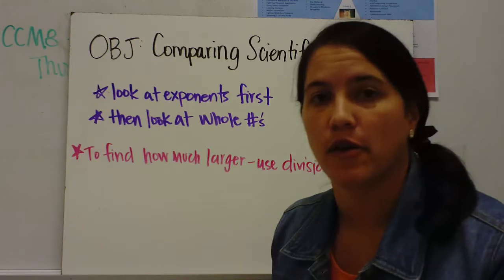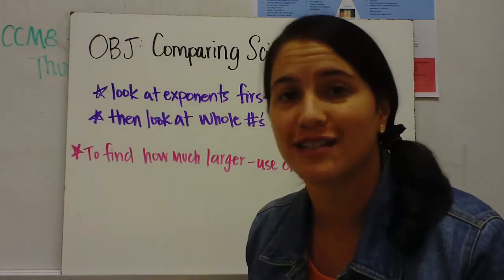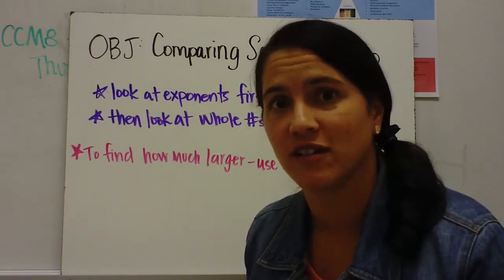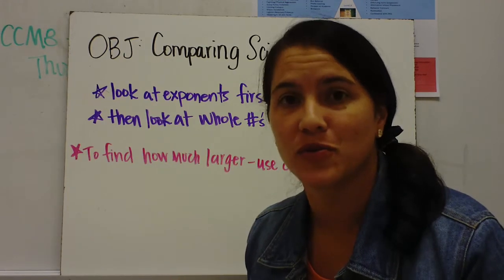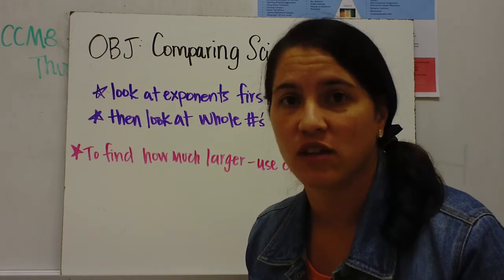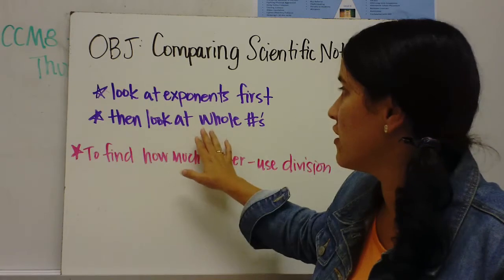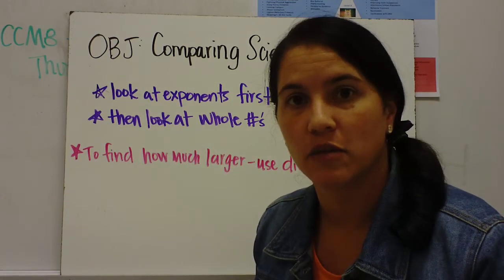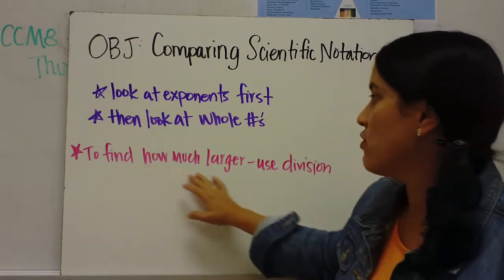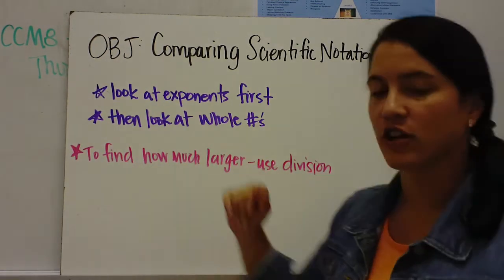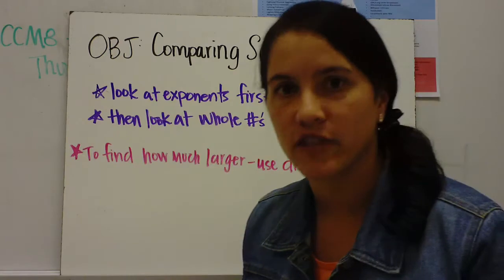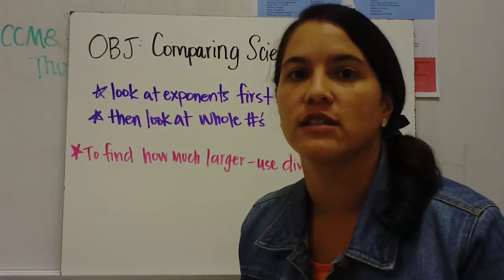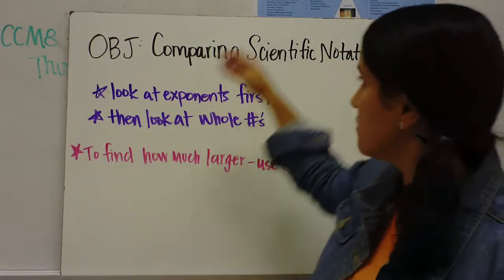First, you're going to look at the exponents. Well, I guess the first thing we should say is make sure they're in scientific notation, and the first number is between 1 and 10. Then you're going to look at the exponents first, compare the exponents, then you'll compare the whole numbers. And if you want to find out how much larger something is, you're going to have to use division. So we've been practicing division. And if you have a question that says how much larger, you're going to use division.